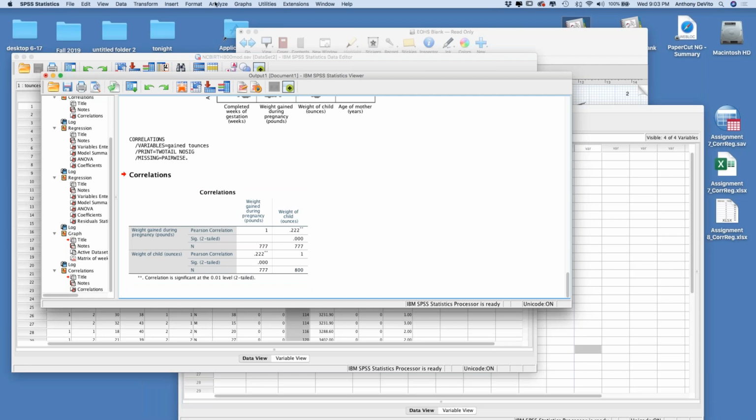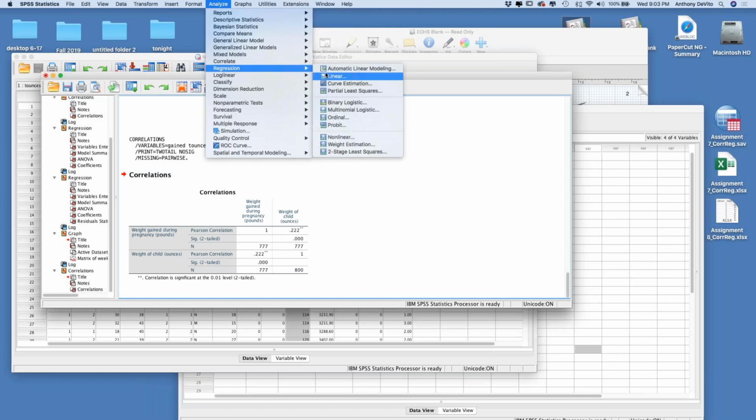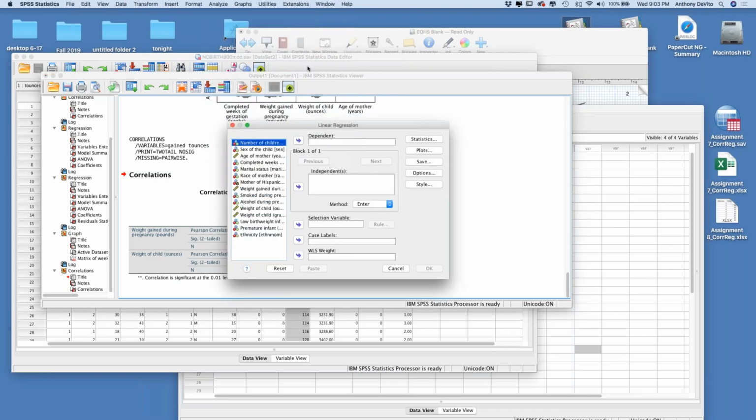So now we're going to go to analyze, regression, linear, and now I have to make a decision. Does the birth weight of the baby cause the mother to gain weight, or does the mother's weight gain cause the baby to be bigger? I think the reasonable association there is that the mother's weight gain contributes to the birth weight of the baby.